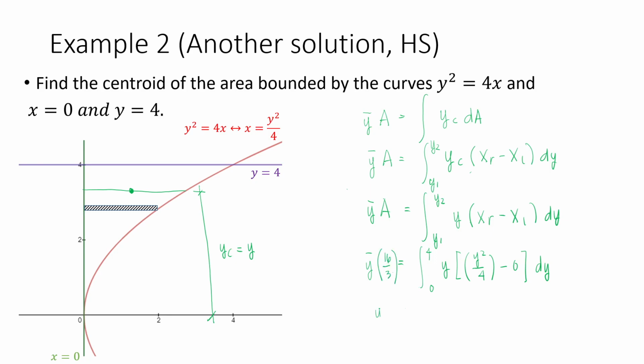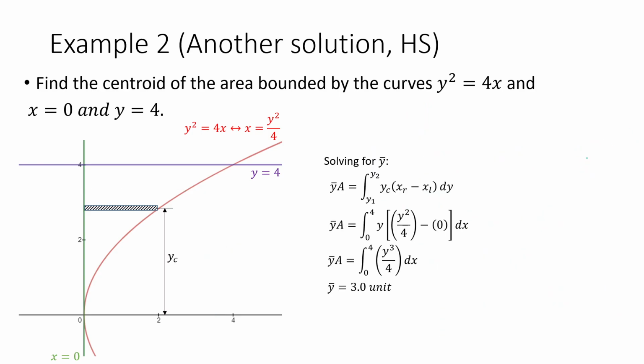Okay, so most likely the simplified version would be 16 over 3 is equal to the integral of y cubed over 4 dy. And then bar y is just equal to 3 units again. All right. So it's 3 units.